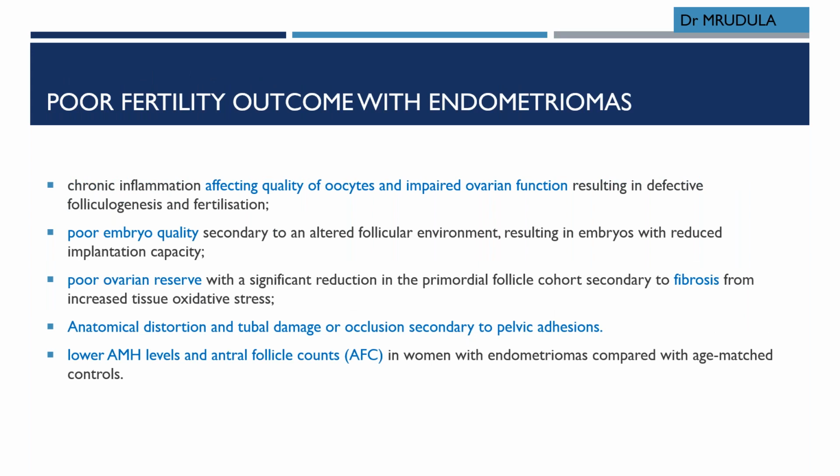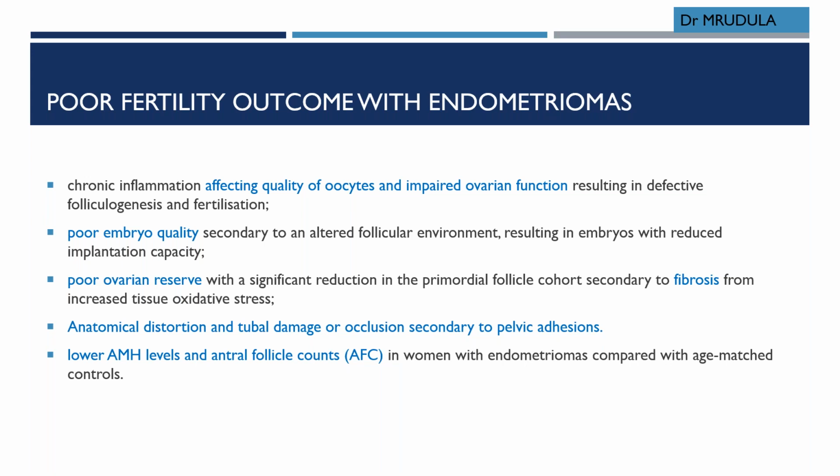Now we all know that endometrioma is associated with poor fertility outcome. So what are the reasons for this? Usually, because of chronic inflammation, it affects the oocyte quality and also causes impaired ovarian function, which results in defective folliculogenesis and defective fertilization. Poor embryo quality, secondary to an altered follicular environment, results in embryos with reduced implantation capacity. Poor ovarian reserve, because of significant reduction in the primordial follicular cohort, because of fibrosis from oxidative stress, or because of surgery also. Anatomical distortion and tubal damage or occlusion.